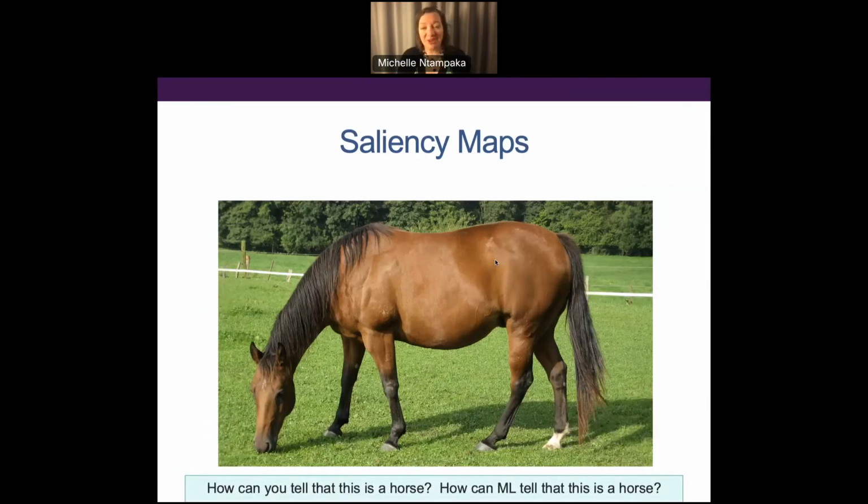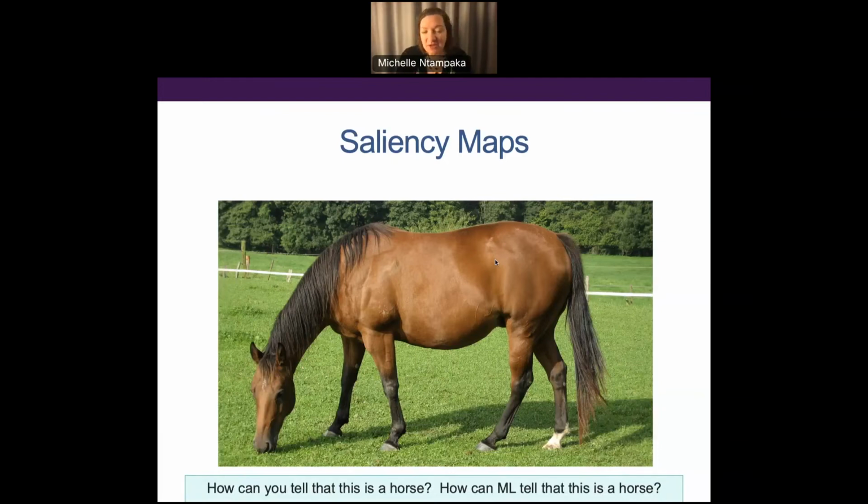I want to start this conversation with a picture of a horse, and I want to ask you, how can you tell that this is a horse? And how can machine learning tell that it's a horse? Okay, I know you're watching a recording, but take a pause here and think about how you would answer this question if you needed to answer it verbally.